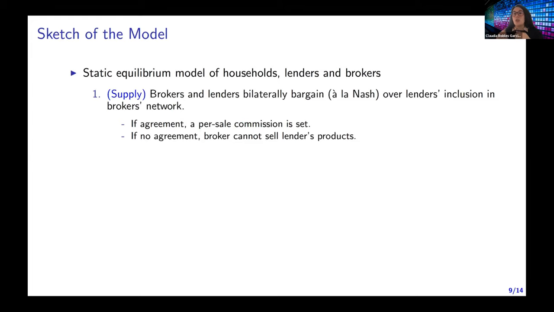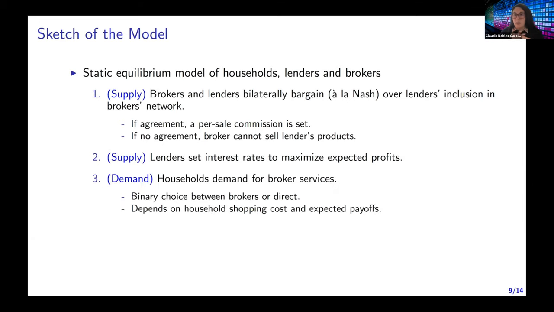Okay, so you could think of this process as a network formation. At the end of all negotiations, each broker is going to have a portfolio of banks with whom he can do business. Once commissions are set, banks are going to choose interest rates to maximize their expected profits.